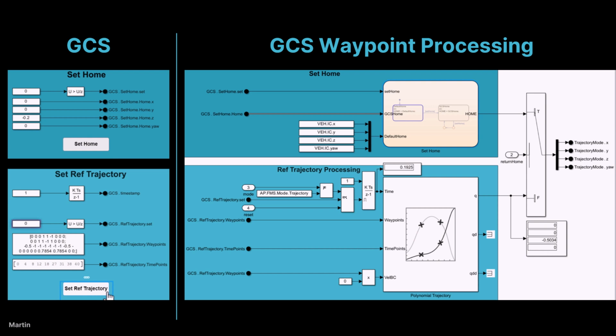During the simulation, clicking the Set Reference Trajectory button refreshes both the reference waypoints and the corresponding time points used for trajectory generation. Clicking the Set Home button updates the return to home point. Here again, state flow is used to manage the logic that transitions between the default return to home point and the user-defined one.